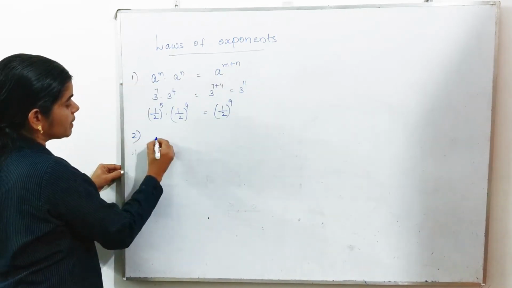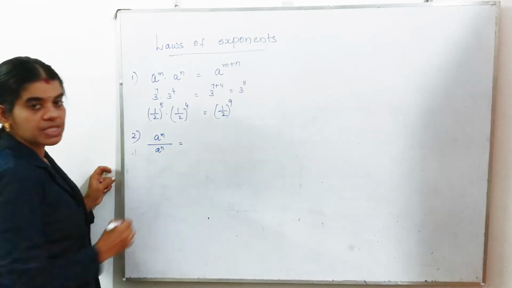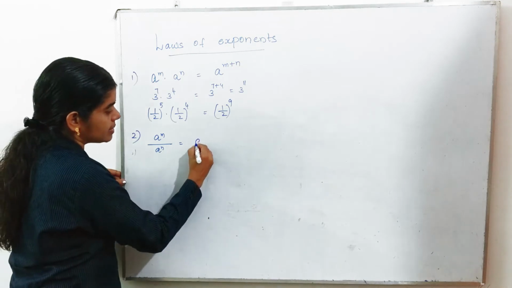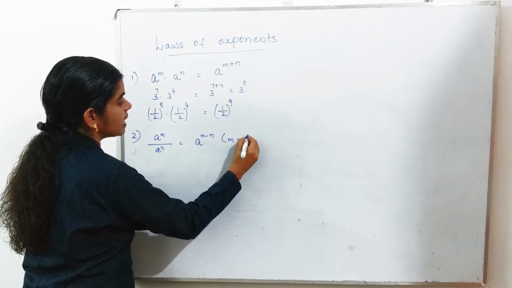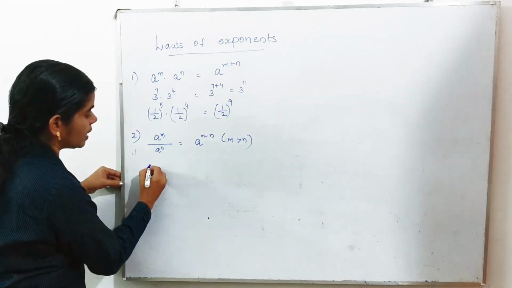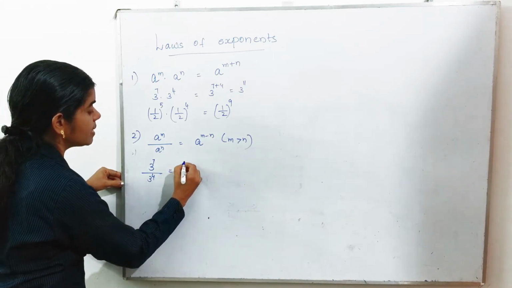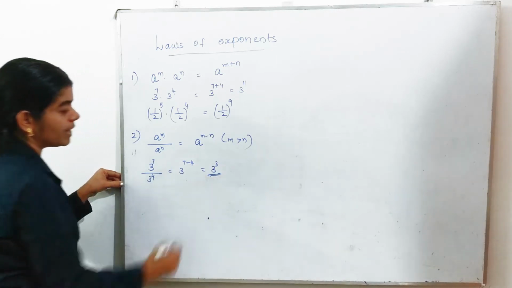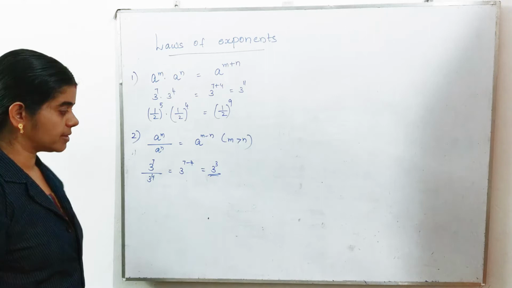Second one is a raised to m by a raised to n. If division is coming, then for powers you want to subtract. That is a raised to m minus n if m is greater than n. Suppose we are doing 3 raised to 7 divided by 3 raised to 4. That will be 3 raised to 7 minus 4, that is equal to 3 cube. If division is coming, powers you want to subtract.